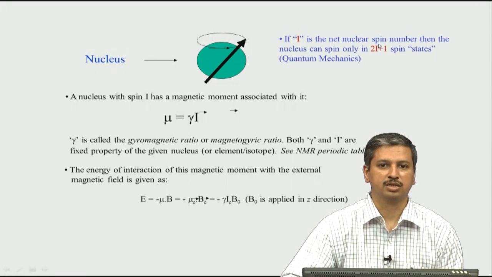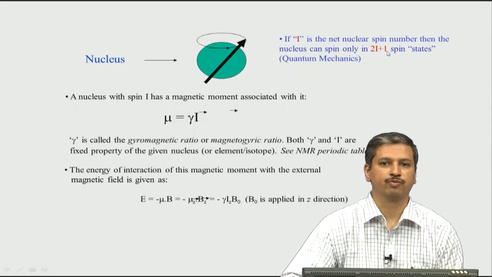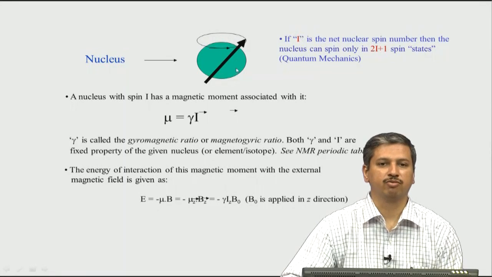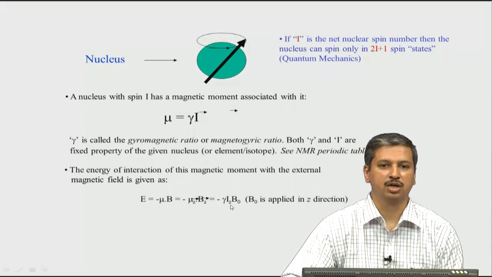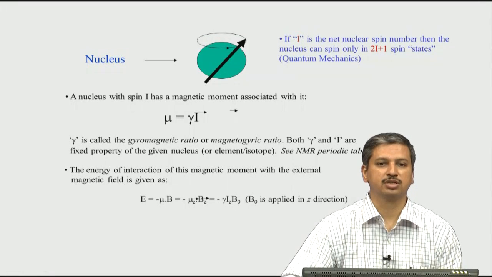For example, suppose I is equal to half, which is the case for protons, for hydrogen. Then 2 into half plus 1 becomes 2. So, a hydrogen nucleus, which is a proton, has 2 spin states, given by either plus half or minus half. So, this is what we will put here. That means this I z has 2 possible values: I z can either be plus half or minus half for a total spin I equal to half.